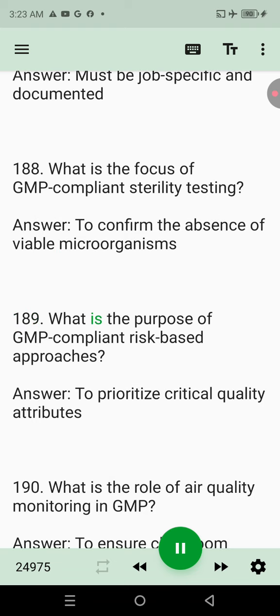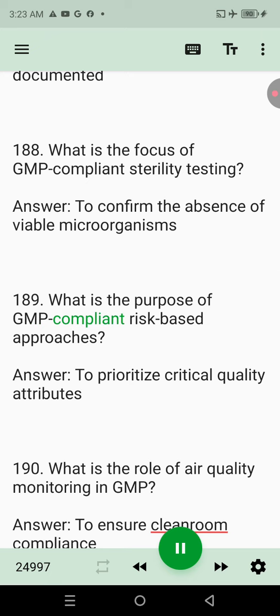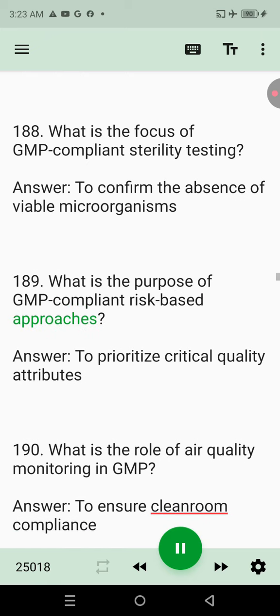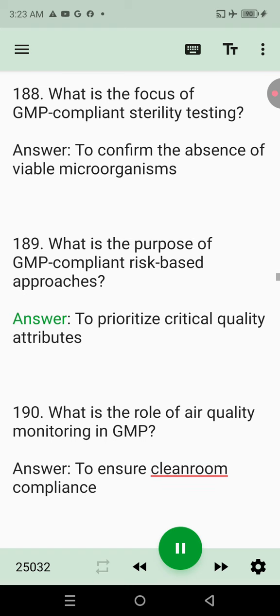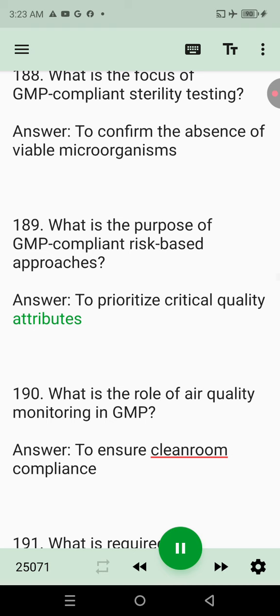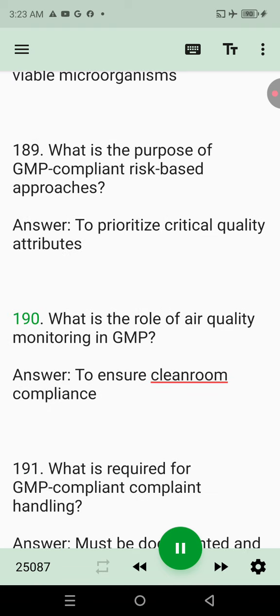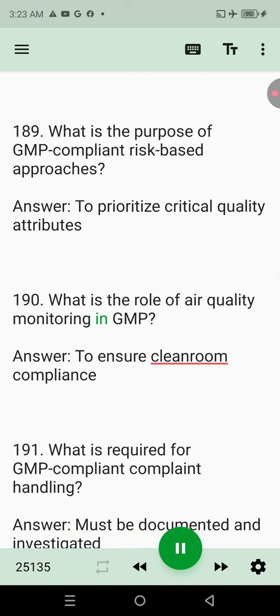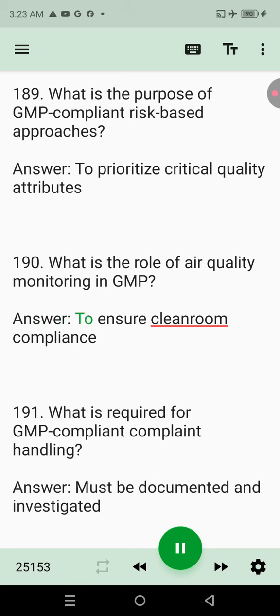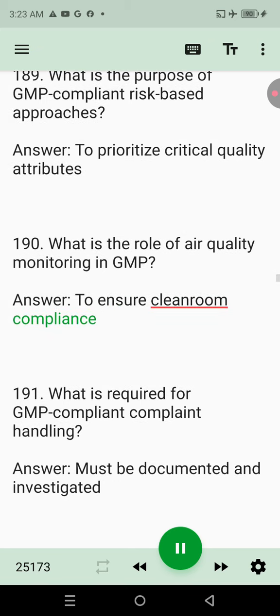189. What is the purpose of GMP-compliant risk-based approaches? Answer: to prioritize critical quality attributes. 190. What is the role of air quality monitoring in GMP? Answer: to ensure cleanroom compliance.